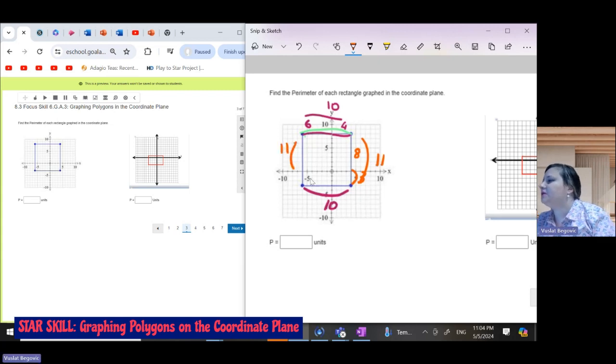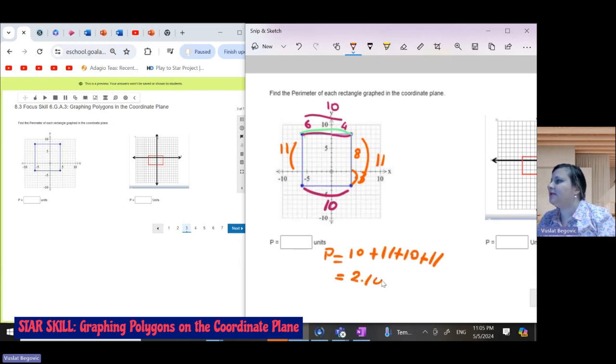So the perimeter, I can say this one, adding all the sides, okay? So 10 plus 11 plus 10 plus 11. Now, miss, you didn't have to do this. You can make it multiplication. Yes, I could do 2 times 10 plus 2 times 11, okay? And they both would be 20 plus 22, which will be 42, okay?